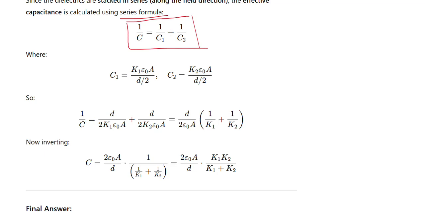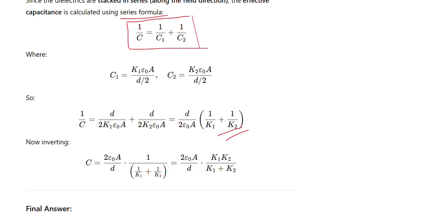Before reciprocating, you can do one thing. You can solve this, that is 1 by K1 plus 1 by K2. So take K1 K2 as the LCM. Therefore, K2 plus K1 divided by K1 K2. And that is what is reciprocated.